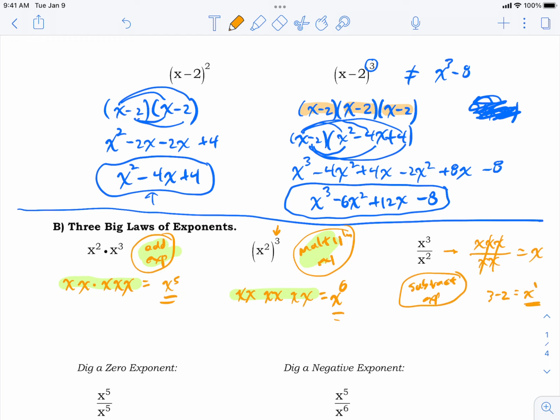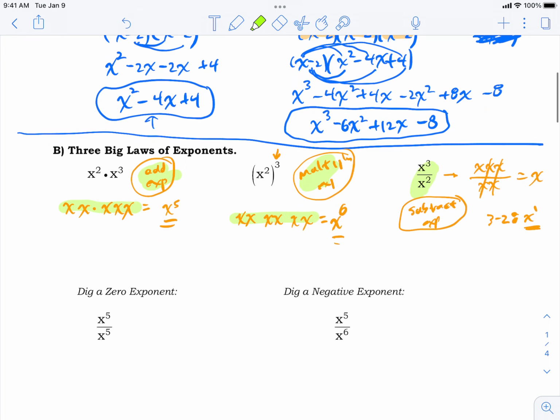I shouldn't write that, it's not really an equation. Maybe I'll put a colon here. So it's 3 minus 2. And so you get x to the 1 power, which is, of course, what I got up here, x to the 1 power. So that's the old subtract exponents. Now, this rule here is fun to play with a little bit. So let's play with it a little bit.